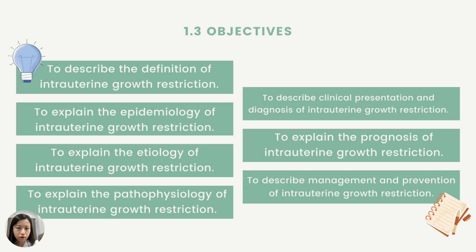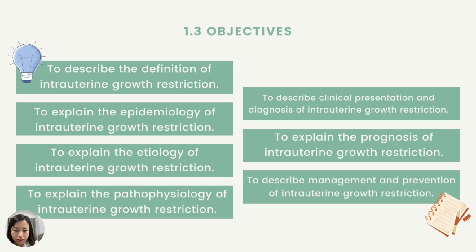Now I'll talk about the objectives of this paper. So first, to describe the definition of intrauterine growth restriction. Second, to explain the epidemiology of intrauterine growth restriction. Third, to explain the etiology of intrauterine growth restriction. Fourth, to explain the pathophysiology of intrauterine growth restriction. Fifth, to describe clinical presentation and diagnosis of intrauterine growth restriction.